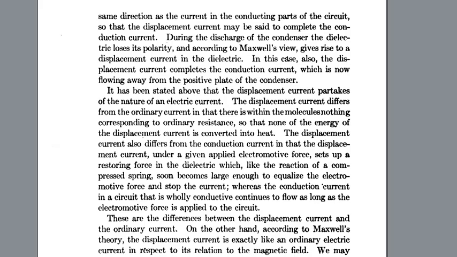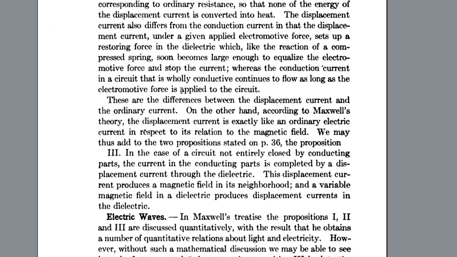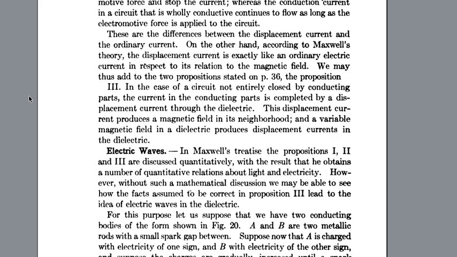The displacement current also differs from the conduction current in that the displacement current, under a given applied electromotive force, sets up a restoring force in the dielectric, which, like the reaction of a compressed spring, soon becomes large enough to equalize the electromotive force and stop the current, whereas the conduction current in a circuit that is wholly conductive continues to flow as long as the electromotive force is applied to the circuit. These are the differences between the displacement current and the ordinary current.